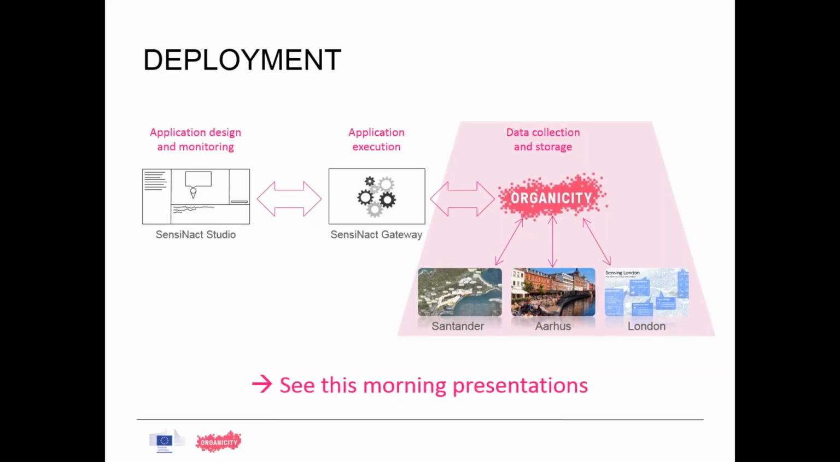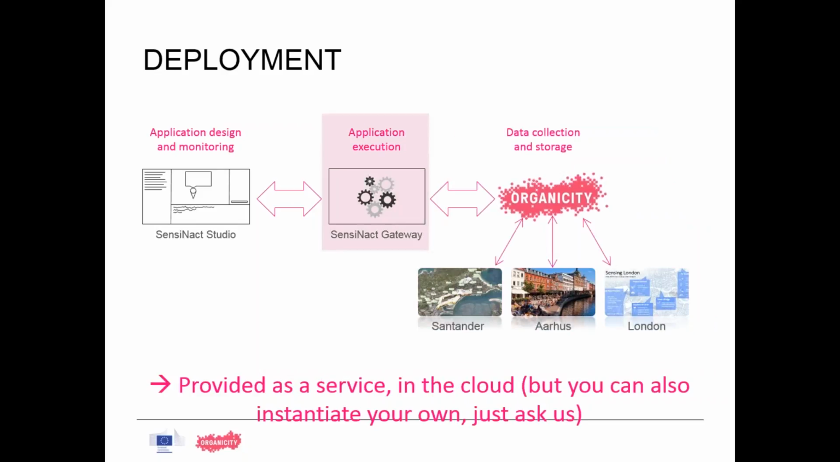And then Sensinact comes in two parts. The first one is the gateway. The gateway will be provided as a service in the cloud, but you can also instantiate your own. You just need to ask us, and of course we'll provide you what you need to instantiate Sensinact on your server. In fact, the gateway is only a Java-based program, performing the interaction with the Organicity experimentation as a service facility.